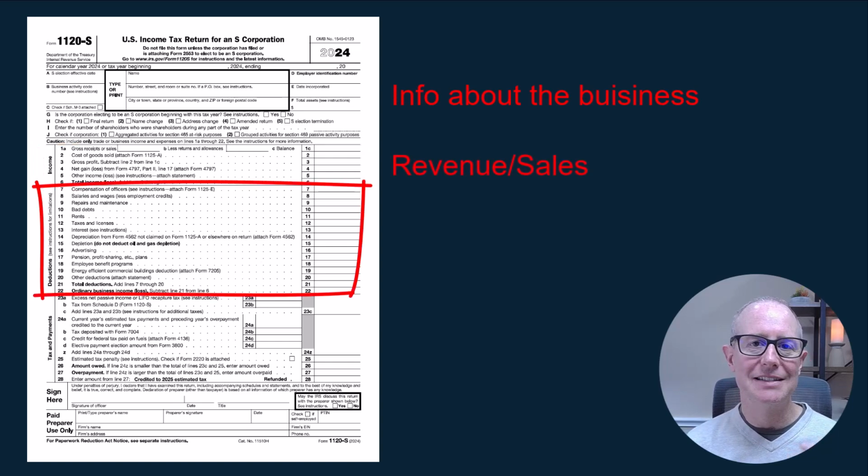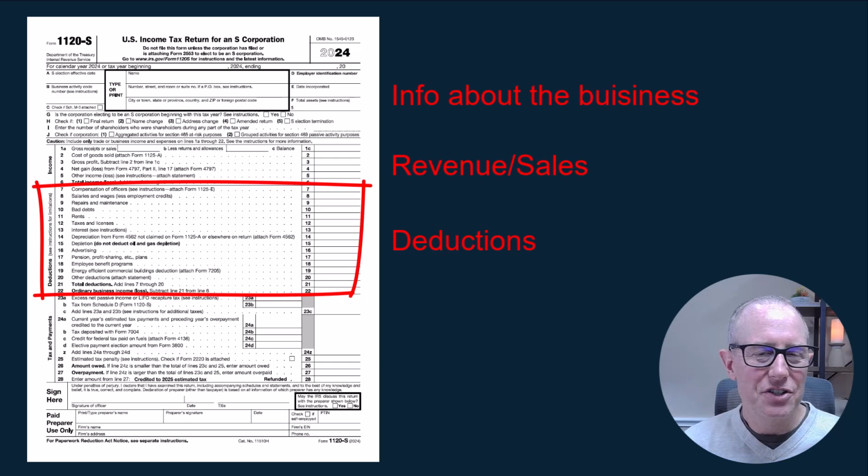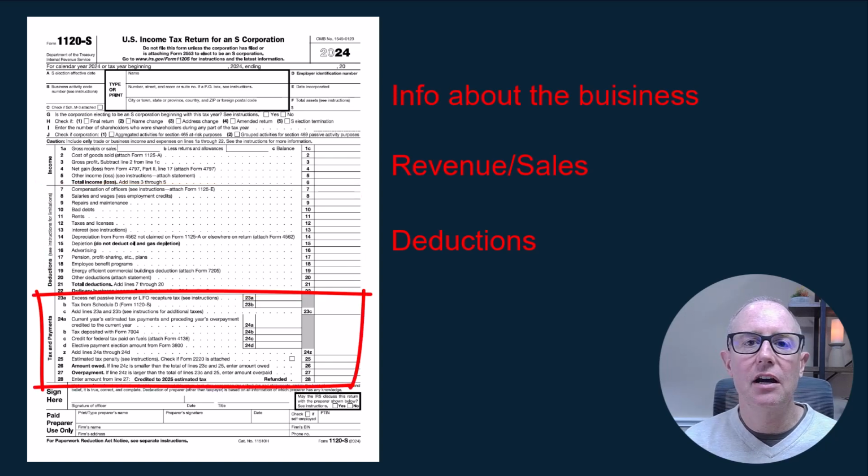Next is going to be the deductions. Well, deductions are just the IRS's word for expenses. You probably know them as expenses. And then the bottom section is going to have other miscellaneous information about the business. And then there's the signature block.